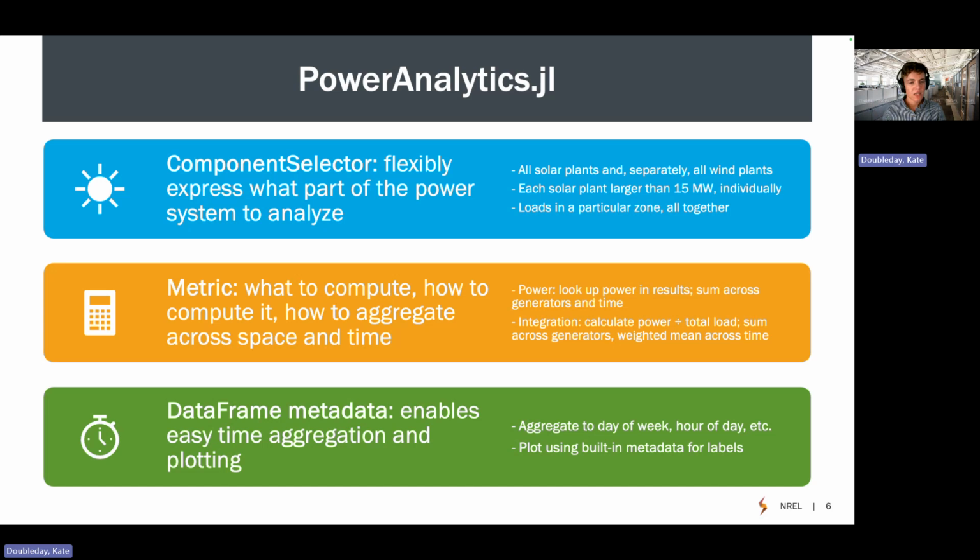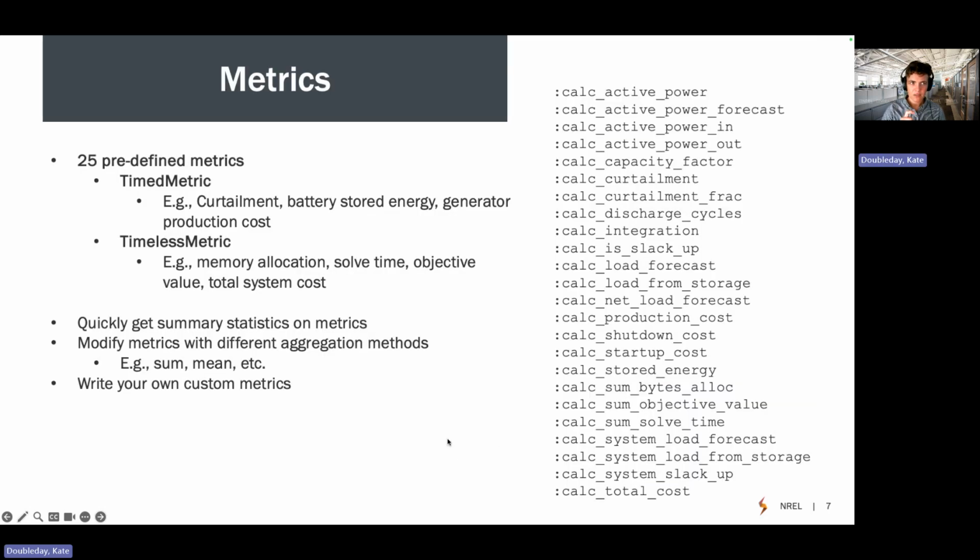In addition, those data frames can be easily plotted and the metadata can be used for labels. So coming back to metrics, there are currently 25 options predefined in PowerAnalytics that include both time-varying and time-independent metrics. The time-varying metrics, which can be calculated for any time point in a simulation, are things like: what's the curtailment for my renewable generators, battery stored energy, generation production cost.